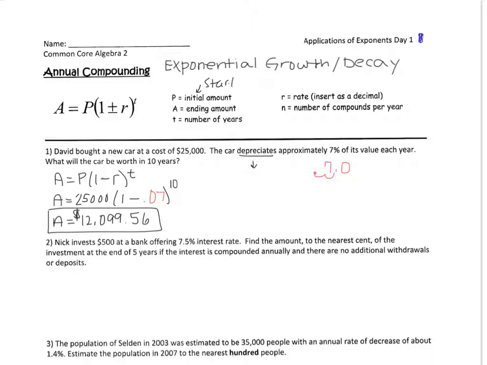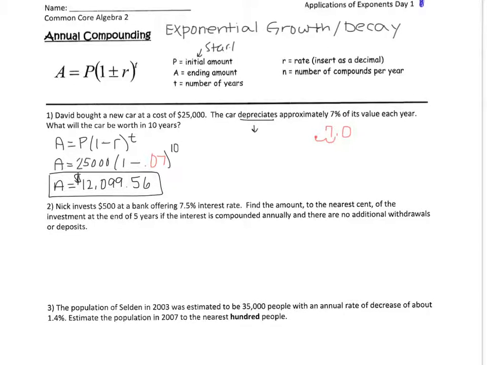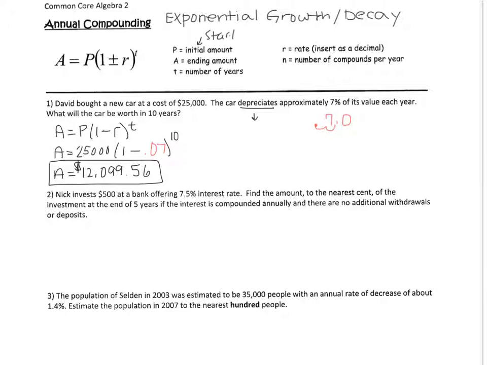Okay, let's do an example where I would be increasing or exponentially growing something. So let's read this example. It says Nick invests $500 at a bank offering 7.5 interest rate. Find the amount of money to the nearest cent of the investment at the end of 5 years if the interest is compounded annually and there are no additional withdrawals or deposits. Now if the interest is compounded annually, that just means one time per year. So one time per year you are getting interest.